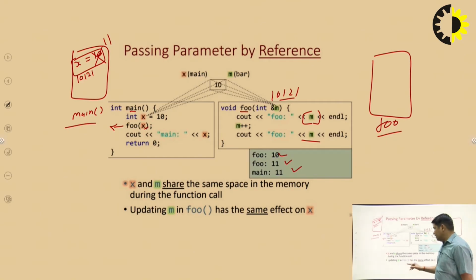Updating M in this function has the same effect on X, because if we are updating some value at a particular memory location, that will be reflected, because these are not separate memory locations, they are a single centralized memory location. That's why that will be reflected in that particular area. This is about call by value and call by reference.